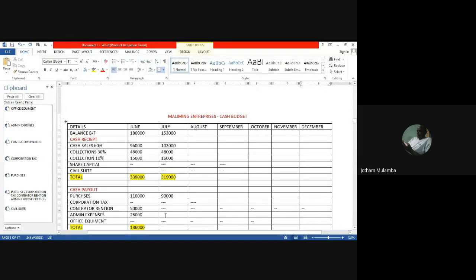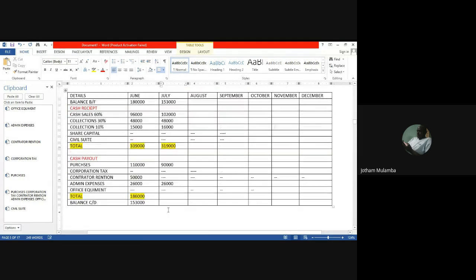We come to administration expenses, which will remain the same figure, 26,000. So get the total cash payout. That's simple, 90,000 plus 26,000, which is 116,000. So we get now the closing balance: 319,000 minus 116,000.